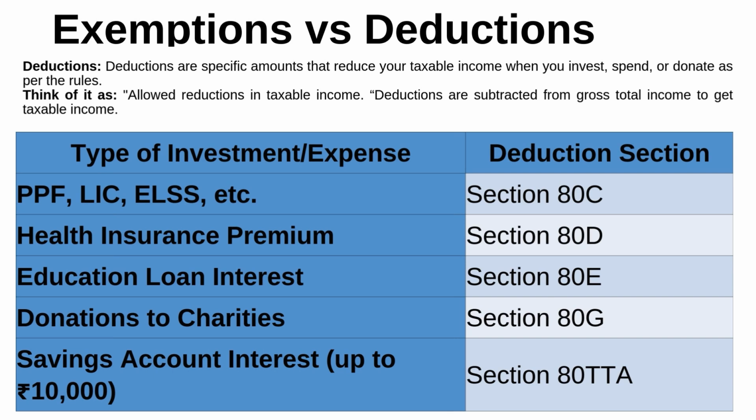As far as examples are concerned, we have the PPF, LIC, ELSS that come under the category of section 80C. These are covered under the category of deductions. Then we have the health insurance premium under section 80D. Then education loan interest, section 80E, donations to charities 80G, and savings account interest of 10,000 that comes under section 80TTA. All these come under the category of deductions.